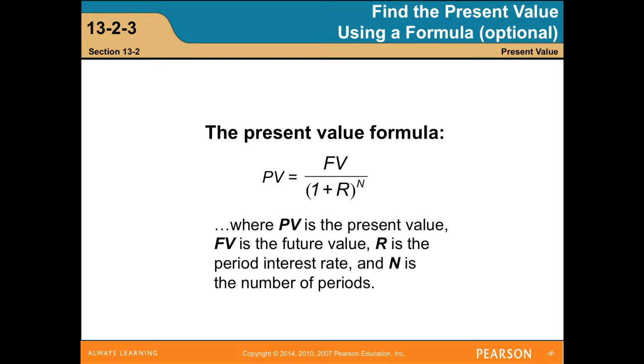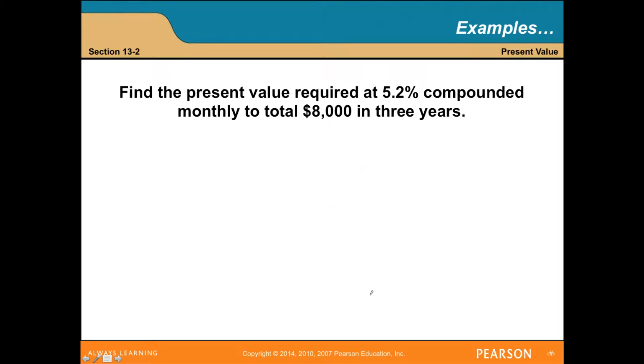Find the present value using a formula. Optional, but watch either way. The present value formula is PV equals FV over (1 plus R) to the n. Present value, future value, 1 plus the rate, and the number of periods. PV is the present value, FV is the future value, R is the rate, and n is the number of periods. Here's an example. Find the present value required at 5.2% compounded monthly to total 8,000 in 3 years.